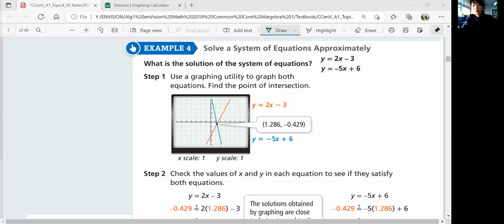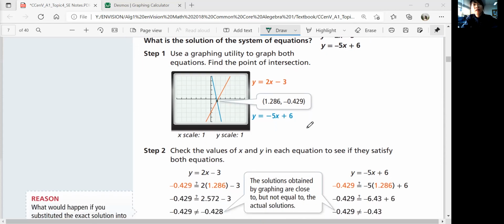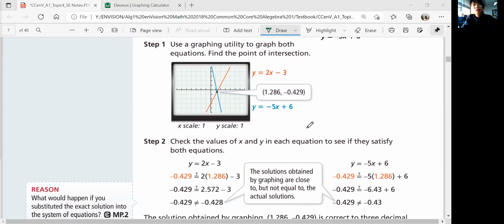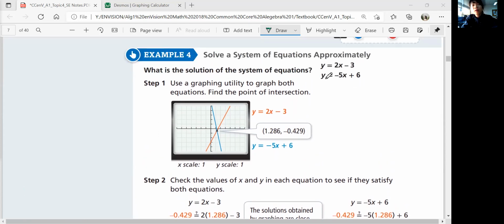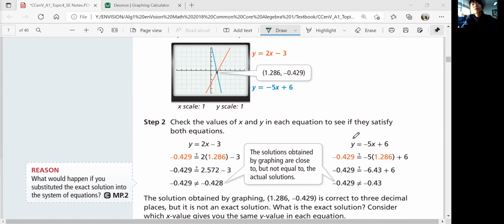If you use a graphing utility, like the textbook does here, you can see that the intersection point is not exactly a nice little whole number, right? So then you have 1.286, maybe that's rounded up, comma, negative 0.429, right? You then check the values of x and y in each equation to see if they really satisfy both equations. Because if they do, then they're a solution. If they don't, they're not.